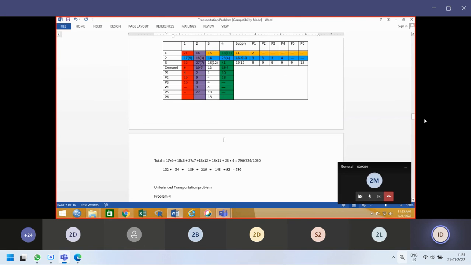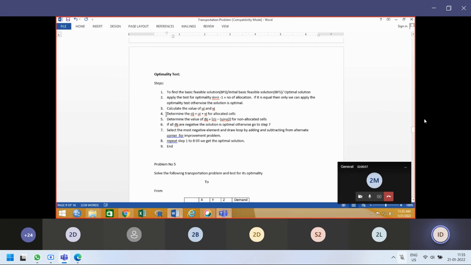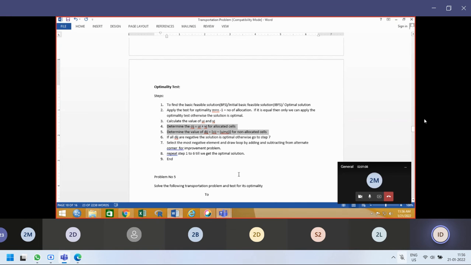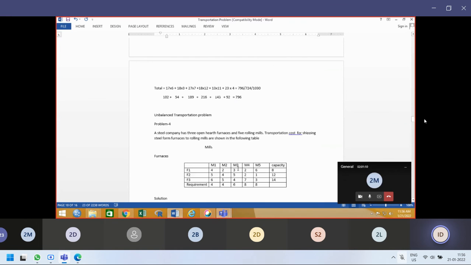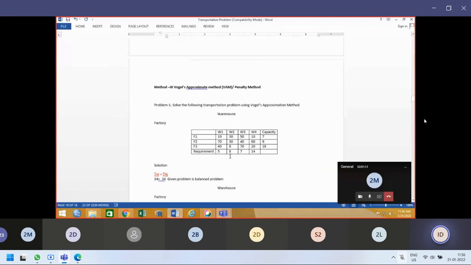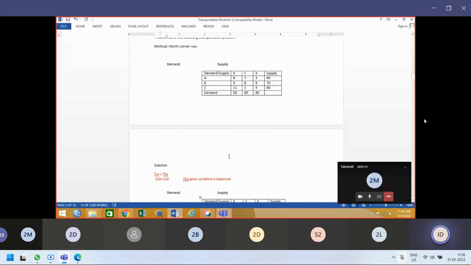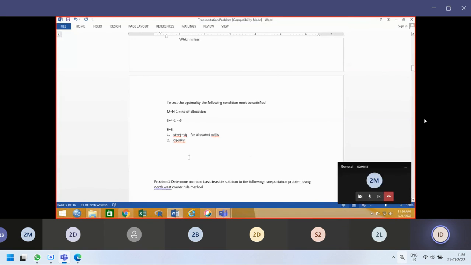I will send you these methods, this optimality test. Everything is given in detail. So these are the two formulas. This detailing is there, you don't worry. I will send you this Word file, and detailed steps are also given. If you read this, you'll understand. So these are the two formulas for allocated cells and for non-allocated cells, to test the optimality.